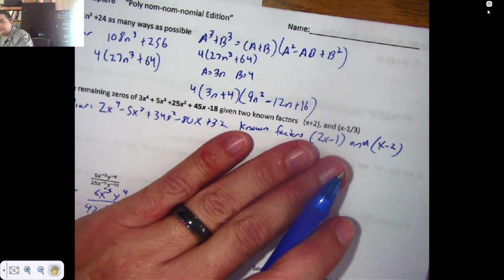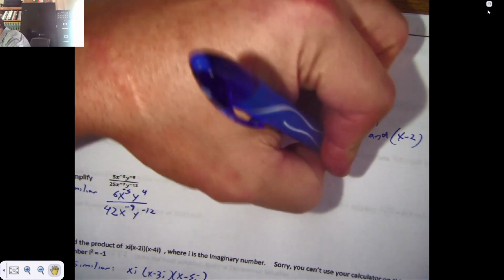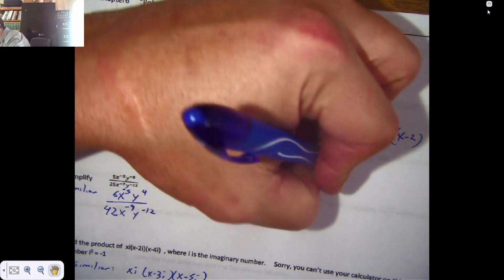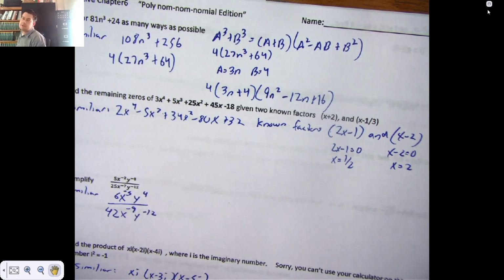So these are known factors, and I want to use synthetic division. 2x minus 1 is 0. Two-step it, x is a half. All right? x minus 2 is 0. The x value is 2. Those are the numbers I'm going to use for synthetic division.